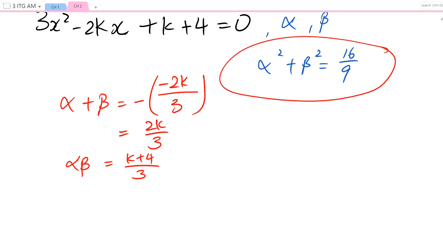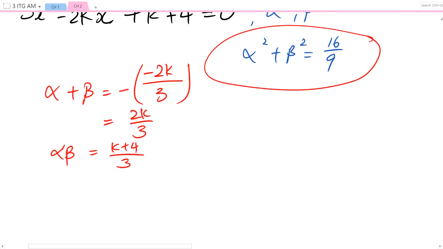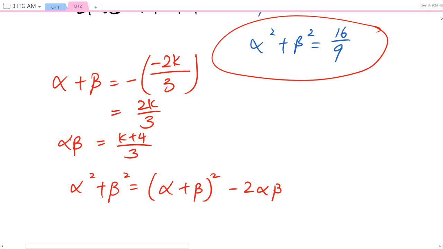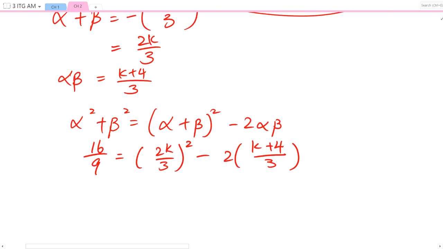Form an equation. What does the equation look like? How about we write out the general form first? Alpha squared plus beta squared must be equal to alpha plus beta squared, then minus 2 alpha beta, right? So I just do the substitution. This gives me 16 over 9 equals alpha plus beta, which is 2k over 3 squared, minus 2 times k plus 4 over 3. Can follow?